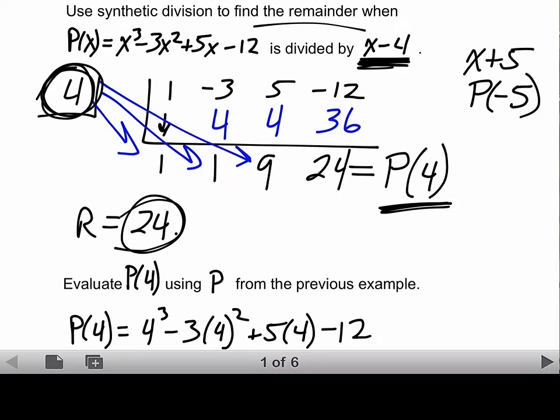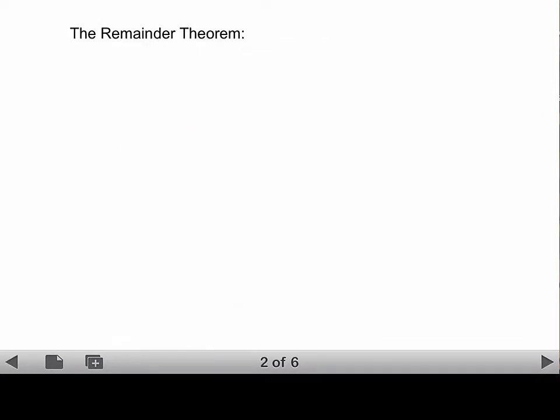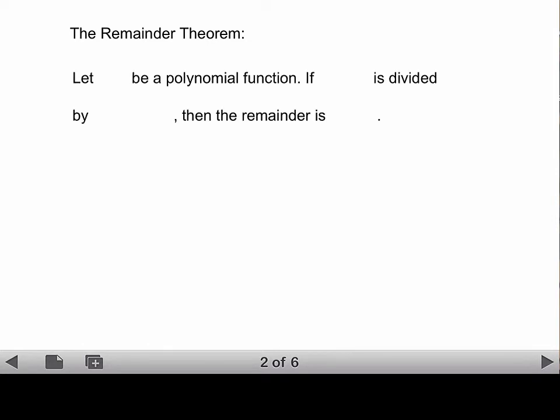This is so important that it's a theorem. It's called the Remainder Theorem, and here it is. The Remainder Theorem starts out with, let p be a polynomial function. If p of x is divided by x minus c, then the remainder that we get is what would happen when we put c into p. In other words, p evaluated at c.